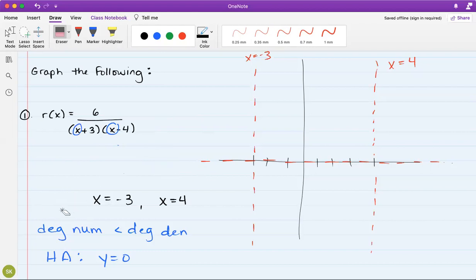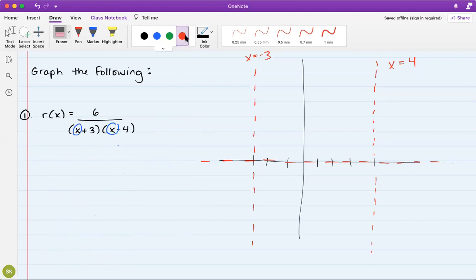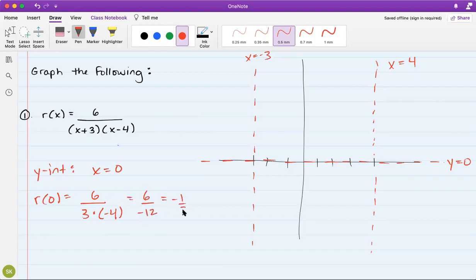Okay, so remember, with vertical asymptotes, we cannot cross that, but we can cross horizontal asymptotes. I'm going to put y is equal to 0 here for our asymptote. Let's find the x and y intercepts. Now, how do we do that? So recall that a y-intercept is where we plug in x is equal to 0 into our function. So I'm going to do that. R of 0 is equal to 6 over 0 plus 3 times 0 minus 4. So we get 6 over -12, which is -1/2. So we have the y-intercept of 0, -1/2.